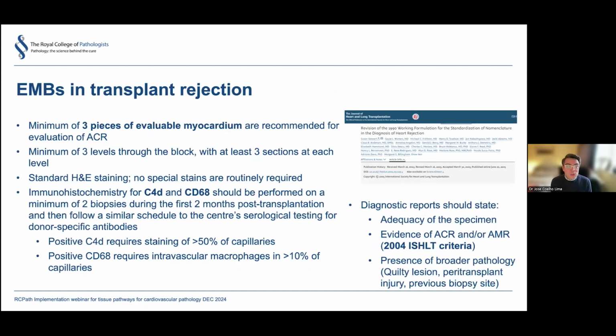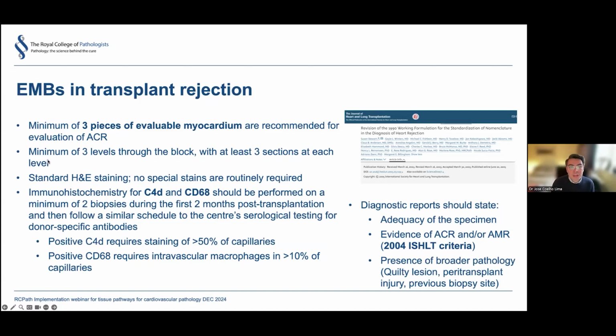Endomyocardial biopsies can also be received in the lab in the context of transplant rejection surveillance. For these, we recommend a minimum of 3 pieces of evaluable myocardium for evaluation of acute cellular rejection post-transplant. What do we mean by evaluable myocardium? Each piece should contain at least 50% of myocardium, not considering, for example, areas of fibrosis, fat, or previous biopsy site changes that may be present in those fragments.